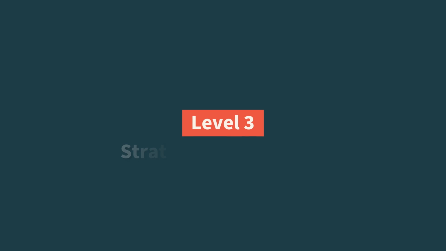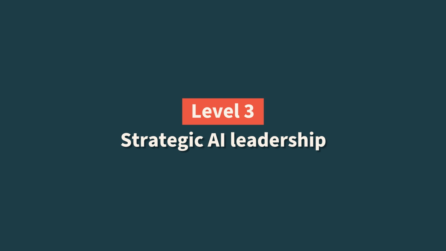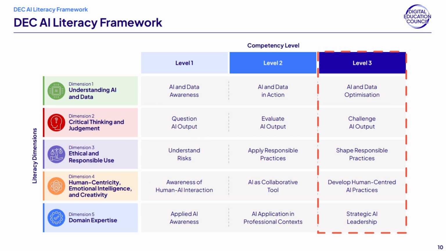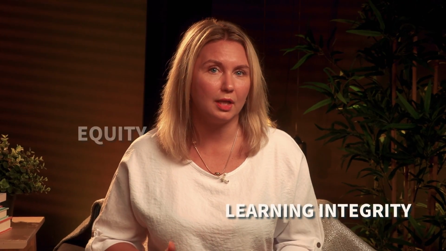Level 3, strategic AI leadership. At level 3, educators become guides and architects. They help their school or institution make decisions about AI adoption. They lead conversations about ethics, student agency, equity, and learning integrity. They're no longer just users of AI, they're shaping the culture around it. This is where teachers step into thought leadership, even within their schools or region, not with titles, but with vision. So, where do you think you sit?